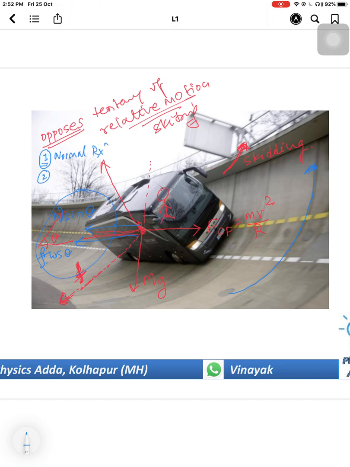Normal reaction, and second is friction. So both are contact forces. And this is first, and the second thing is that both are inclined. It means that there is some inclination with respect to horizontal. That also plays a major role in avoiding skidding.